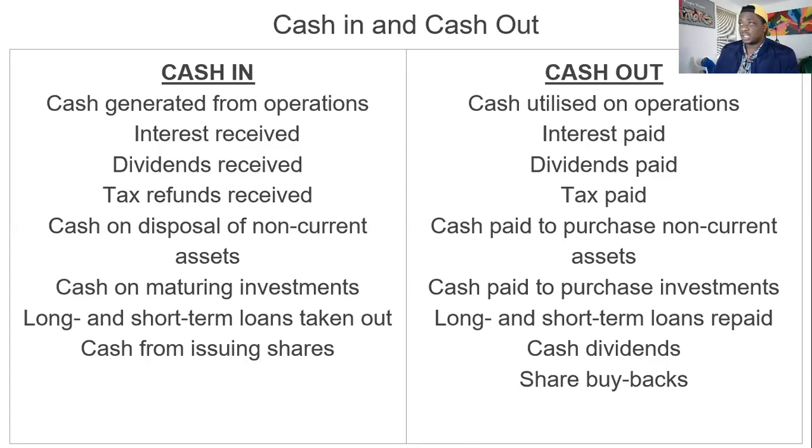And then if you look at cash out, firstly, we have cash utilized on operations. So if you didn't generate cash from operations, it means that you utilized cash on operations. In other words, cash was used in operations.